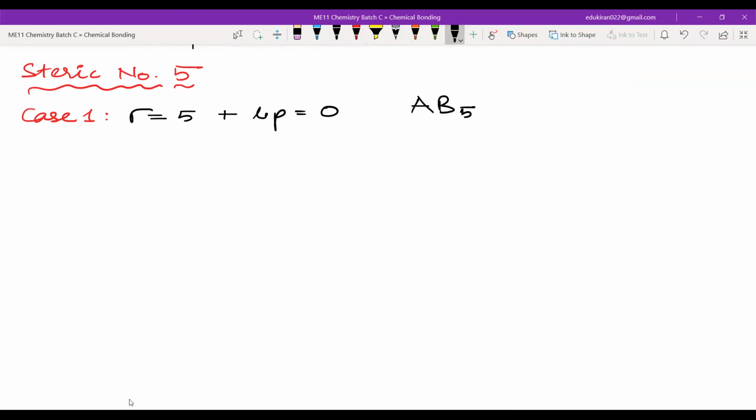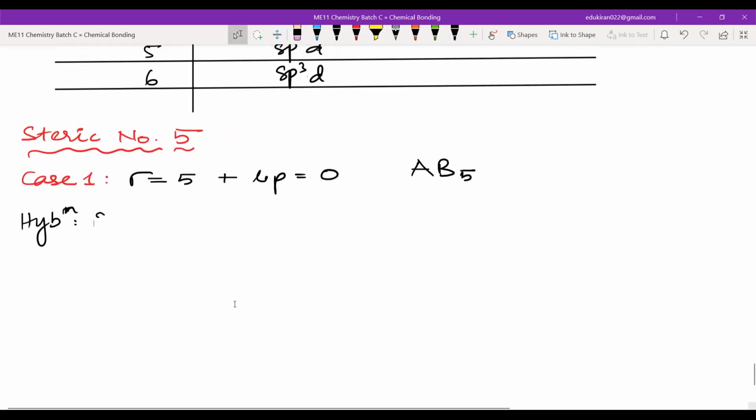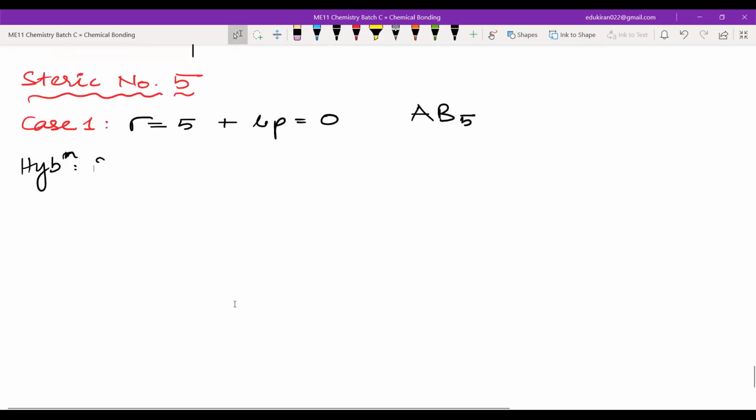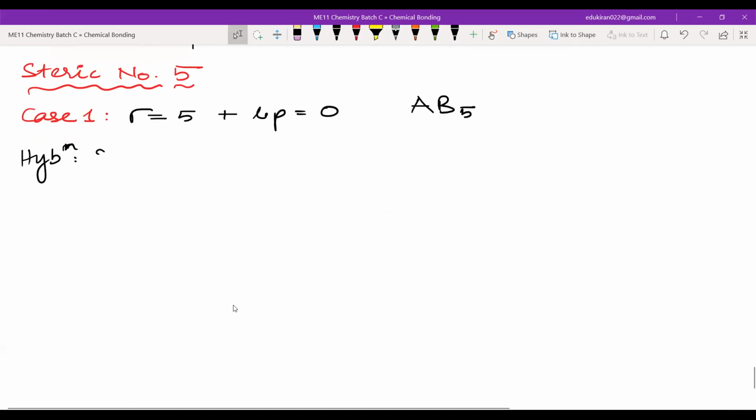Now you have to tell me the hybridization. Look at the table and tell me the hybridization. sp3d. Right? We have written sp3d. It is sp3d.